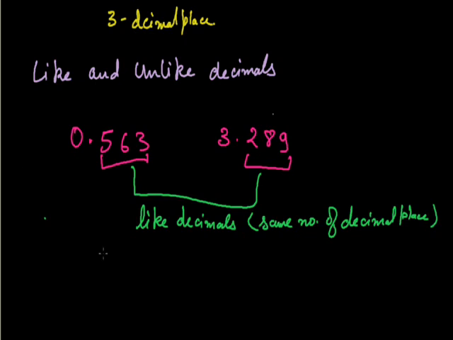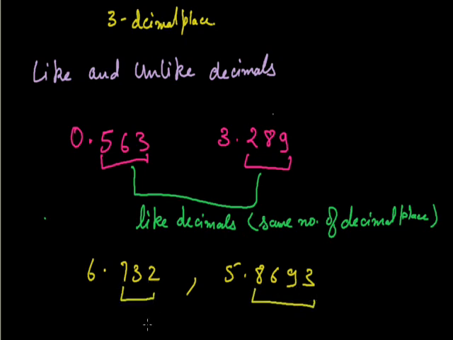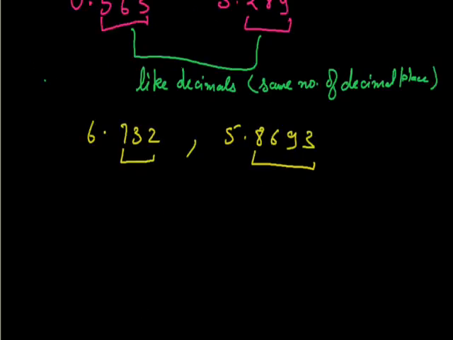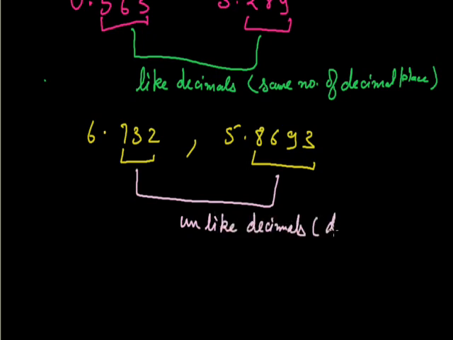But if I have a number 6.732 and another number 5.8693, here we have three decimal places and here we have four decimal places. So these two numbers are unlike decimals, as they have different numbers of decimal places.